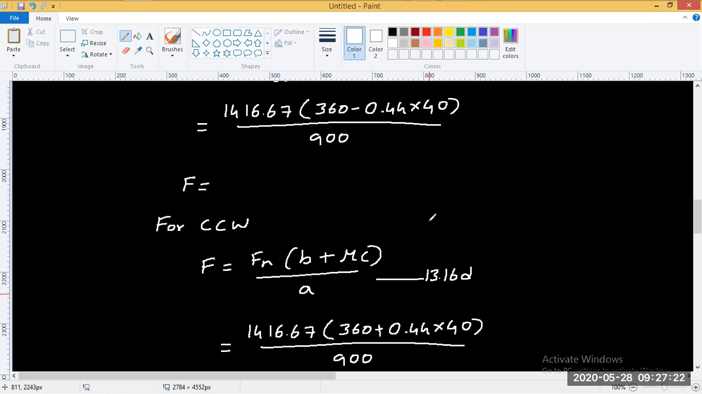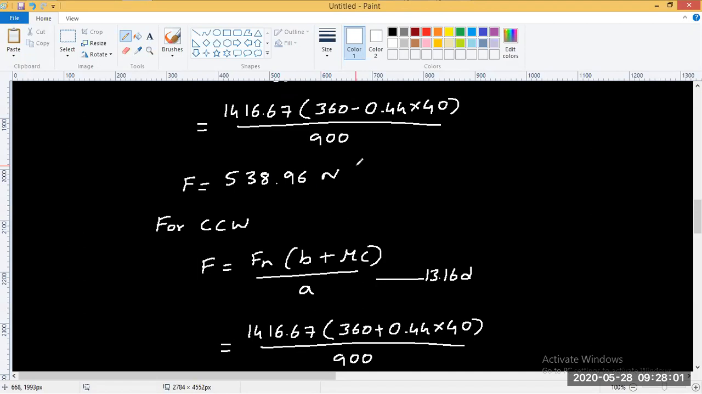Right. So anybody calculating, just let me know in the group chat. Is 1416.67 times 360 minus 0.44 into 40, over 900. So for clockwise, I'm getting 538.96 newtons.